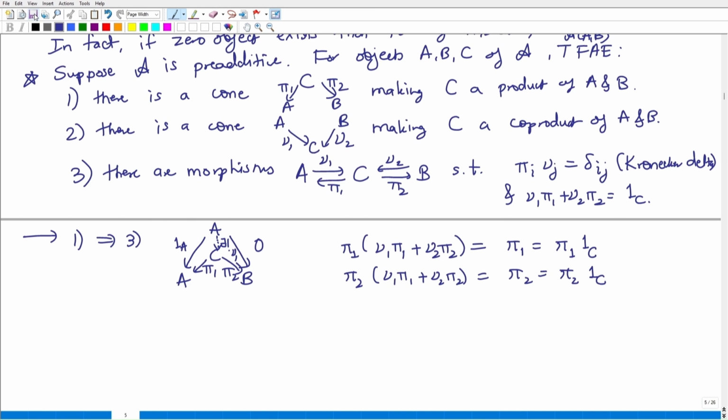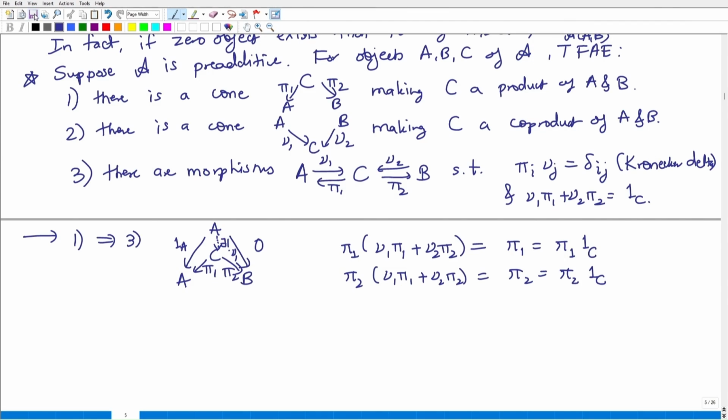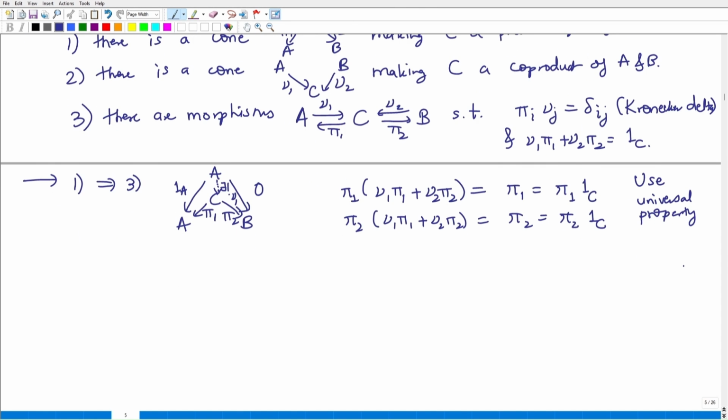So now you can see that there is a cone from C to A and B, and there are 2 different factorizations of the given cone through itself. Is it possible? It's always unique. So by uniqueness, you can conclude that nu 1 pi 1 plus nu 2 pi 2 is identity. Yeah. So use universal property. Okay. So it's the factorization of the limit cone through itself. So therefore we get this.